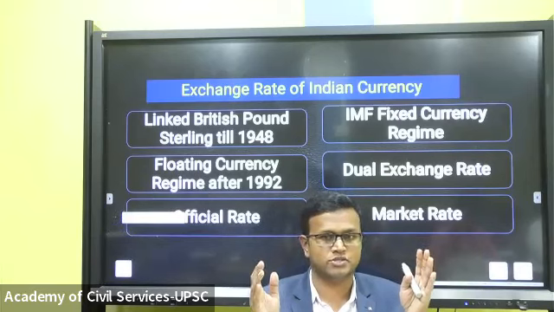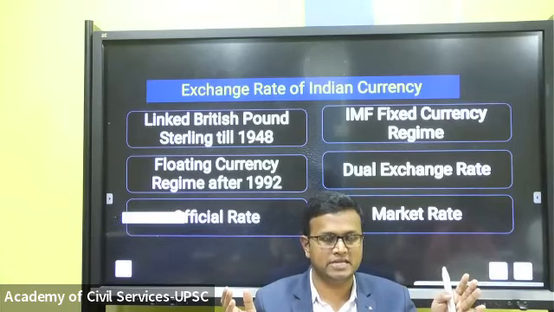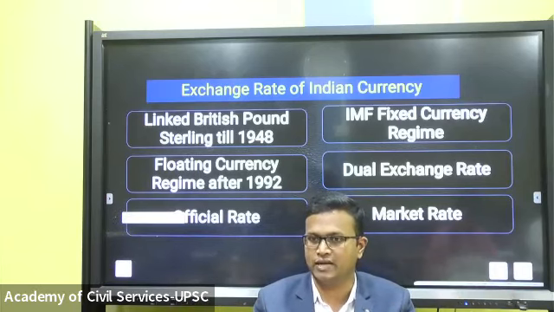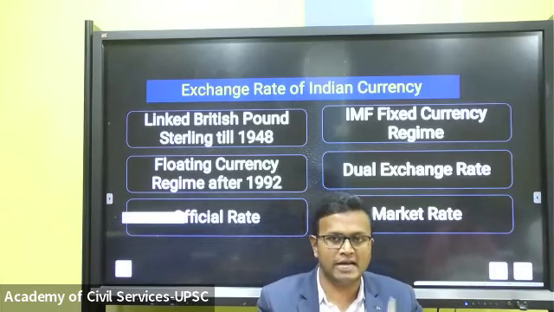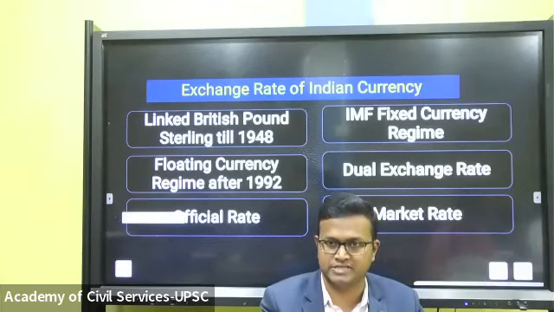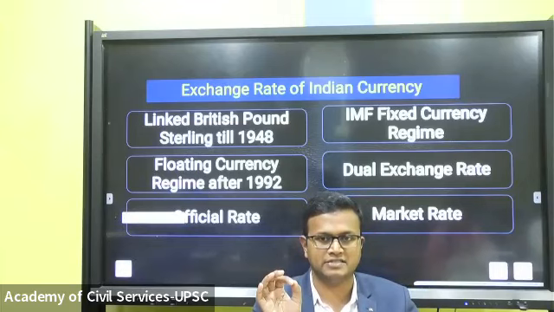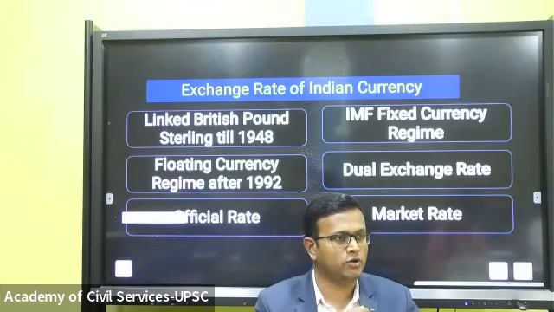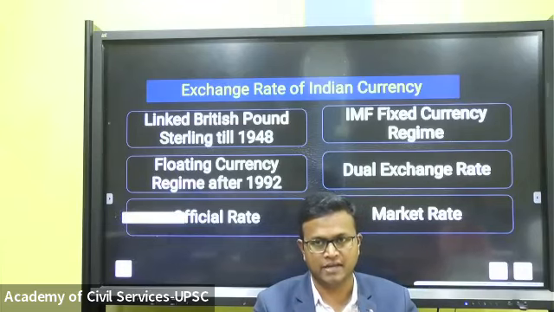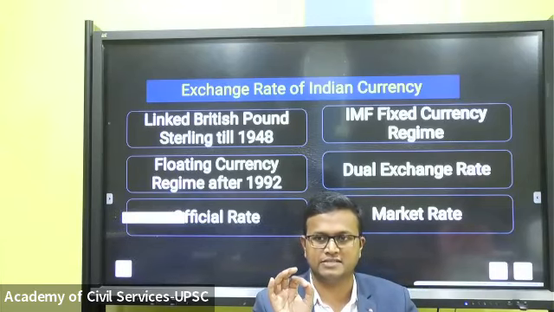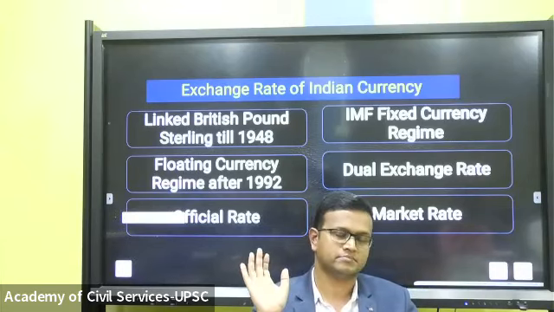IMF asked the member countries, you can decide. Based on the demand and supply of your currency, let the market automatically decide the value of currency. If you want so, you can follow that. If you want us to decide the value of currency, we'll continue to decide. In 1973, when IMF gave this freedom, the UK, the United Kingdom, England was the first country to declare that we want to go by the market determined value for our pound sterling. The UK became the first country to decide the exchange rate of currency by the floating mechanism.